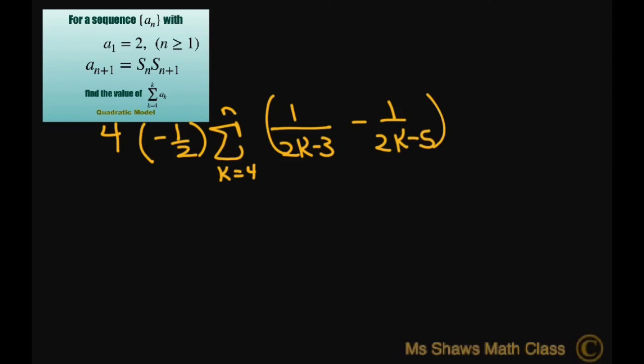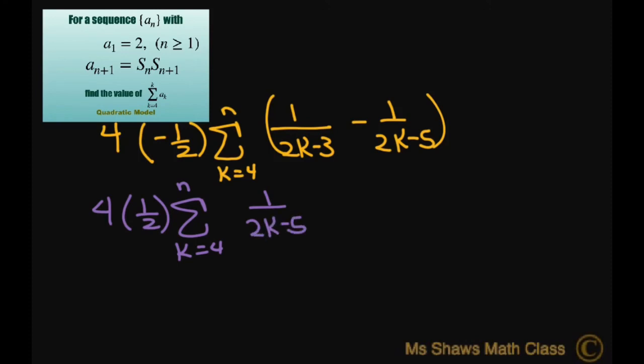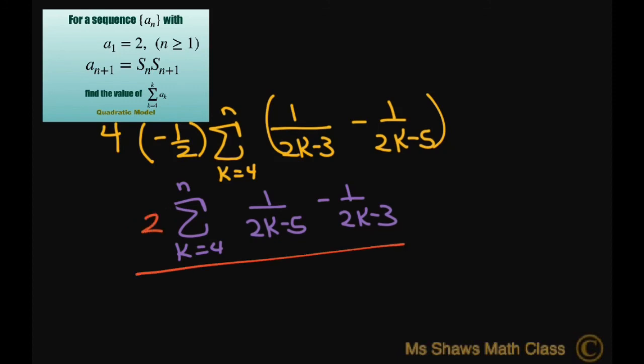And anything else? I can rewrite this and get rid of the negative. So we can write this as 4 times 1/2, then we're going to have the sum of k equals 4 to n, and reverse this: 1 divided by 2k minus 5 minus 1 divided by 2k minus 3. And I'm just going to simplify this to a 2, just so I don't have to keep writing it. All right. Now what I'm going to do is write some of these out.